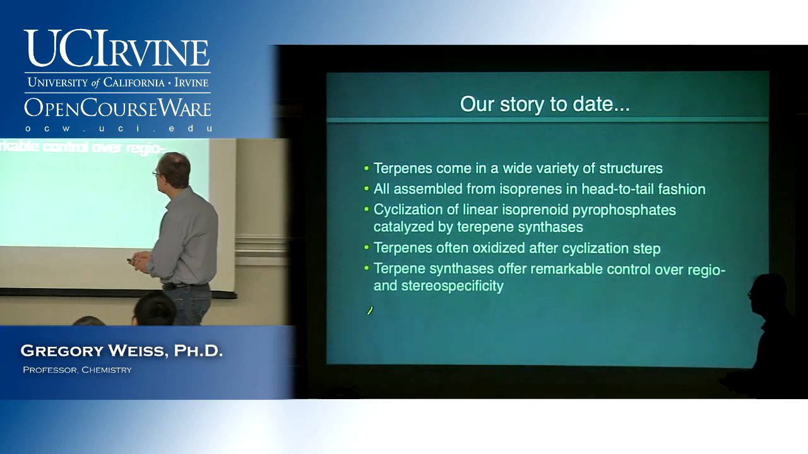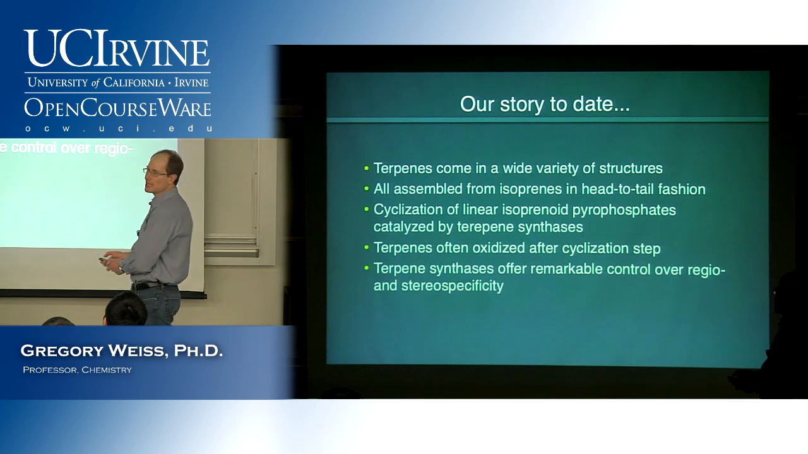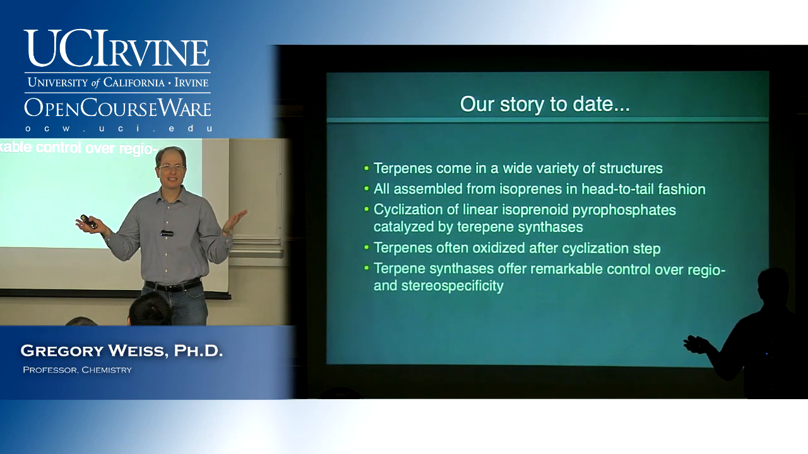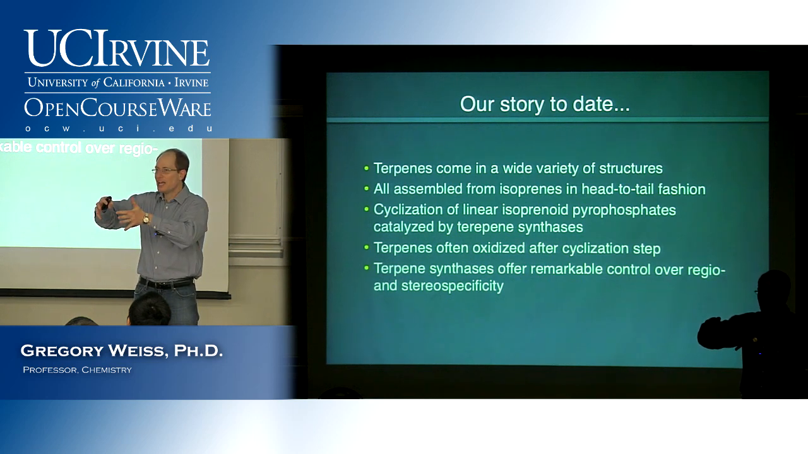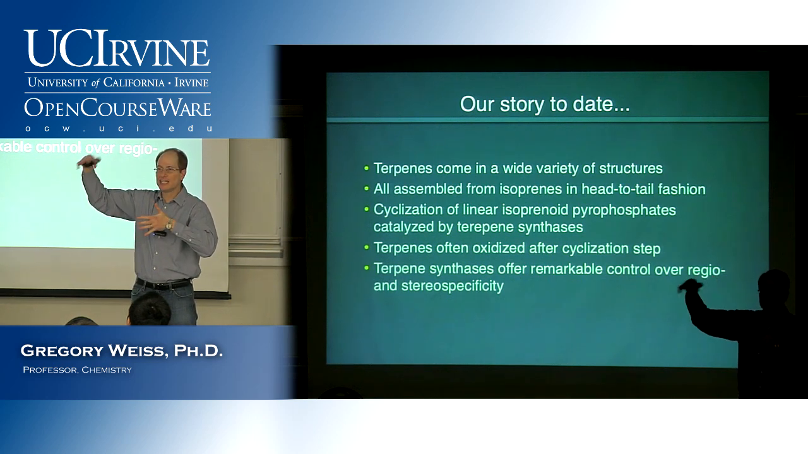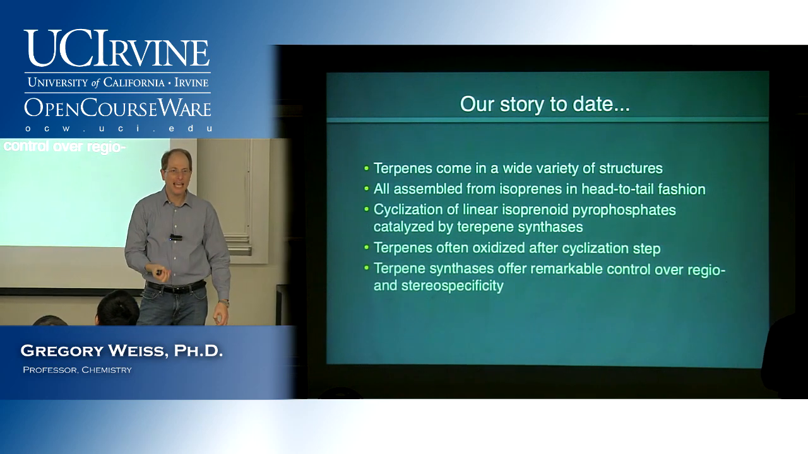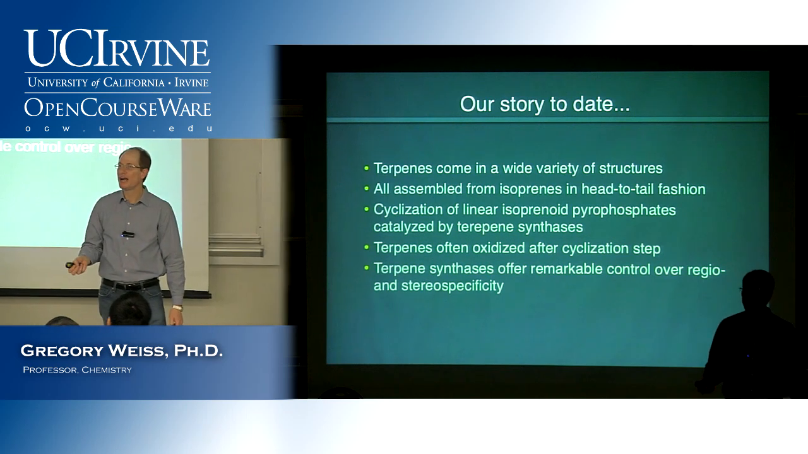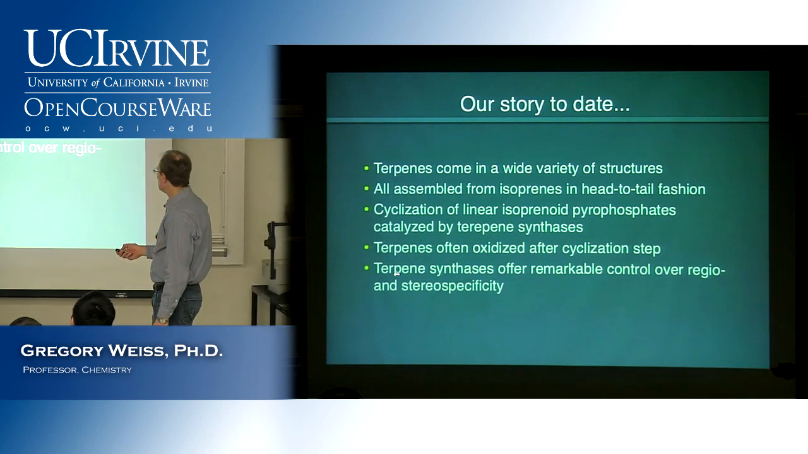And then we also discussed very briefly that terpenes are often oxidized after the cyclization step. So after cyclization, there was a series of tailoring enzymes that then took the skeleton of the hydrocarbon and modified it until in the end you ended up with a very bioactive compound such as Taxol, which is used routinely in anti-cancer therapies. Terpene synthases, as we discussed, offer remarkable control over regio and stereospecificity.